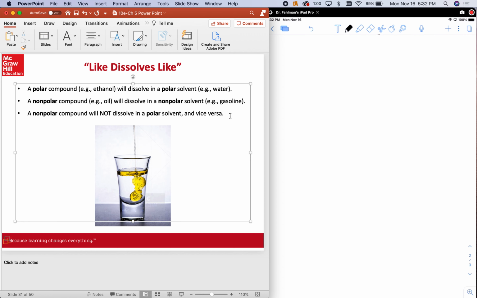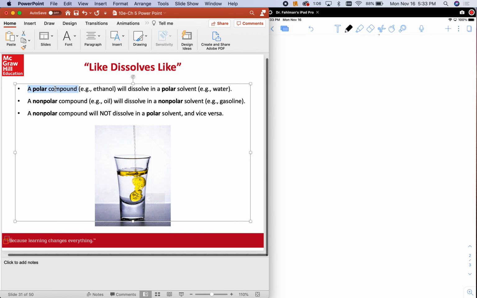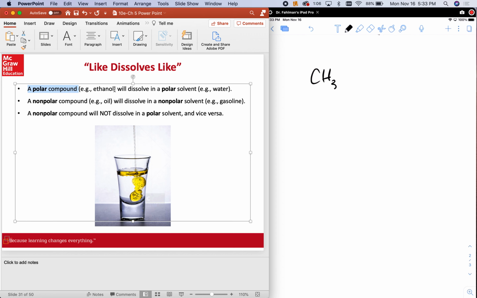And then from all of that, we could determine whether these molecules were polar or nonpolar, depending on the IMFs that they had. So this like dissolves like, the like here refers to polarity. I think I already mentioned this. So a polar compound like ethanol, and so this is ethanol.